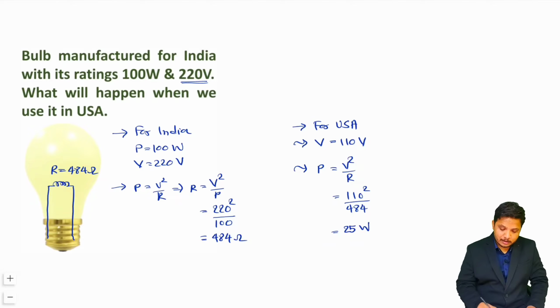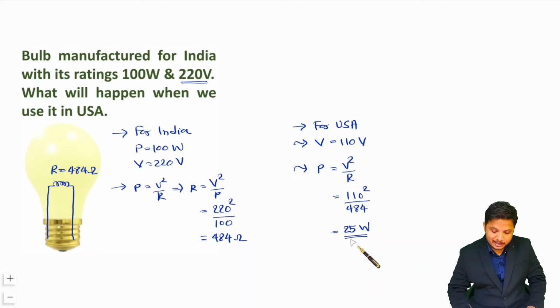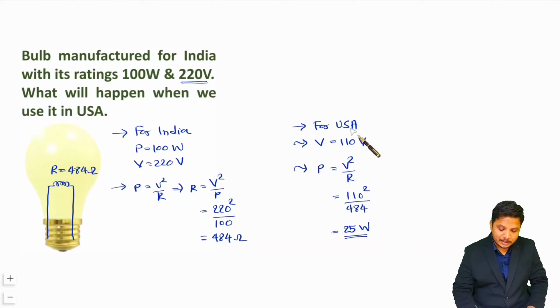So now you see the power that will get delivered to this bulb, if you use that in USA, will be 25 watt. And if you use that in India, then that power rating is 100 watt. So you will observe that this same bulb will glow with lower intensity if you use it in USA, right? If you use that in India, then it will glow with 100 watt intensity, right? But if you use the same bulb in USA, then its intensity will decrease as it will deliver only 25 watt power in USA.